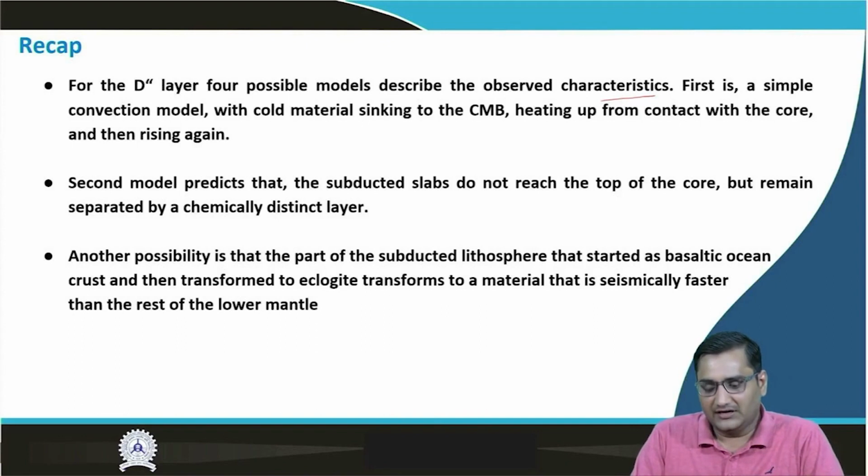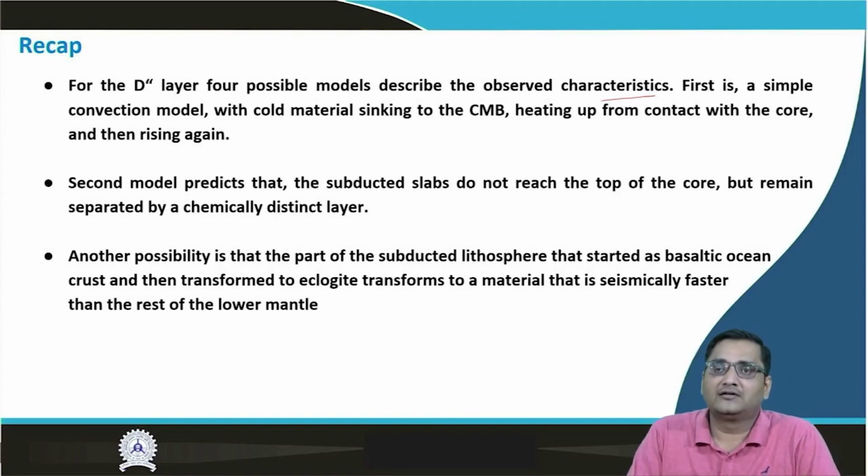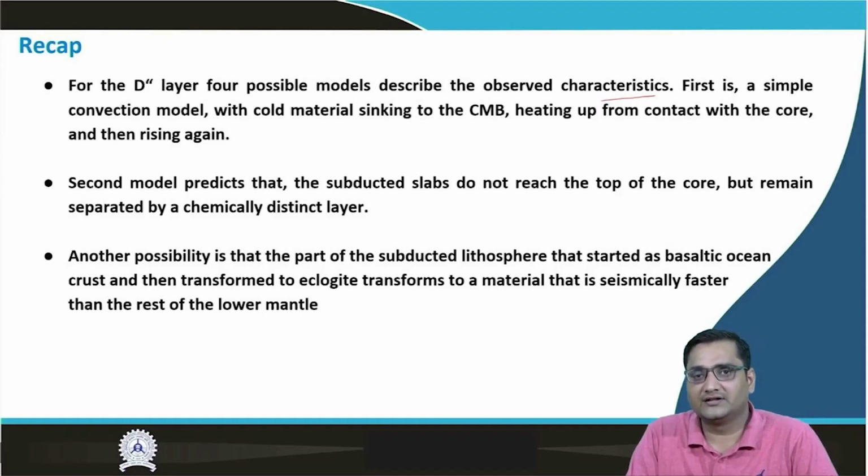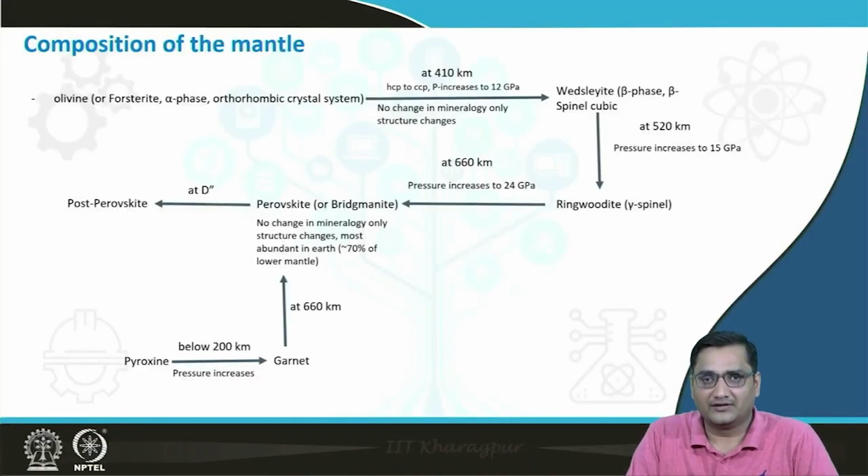Another possibility is that part of the subducted lithosphere, which started as basaltic ocean crust and then transformed to eclogite, becomes a material that is seismically faster than the rest of the lower mantle.